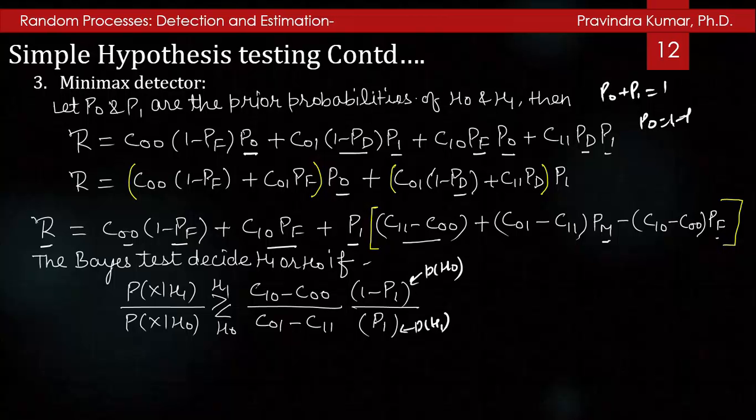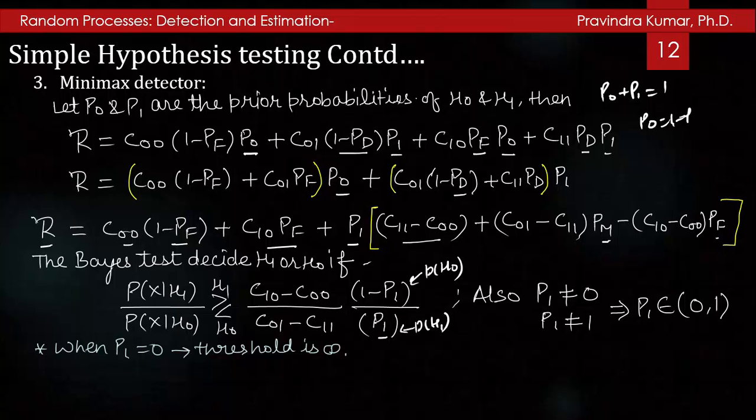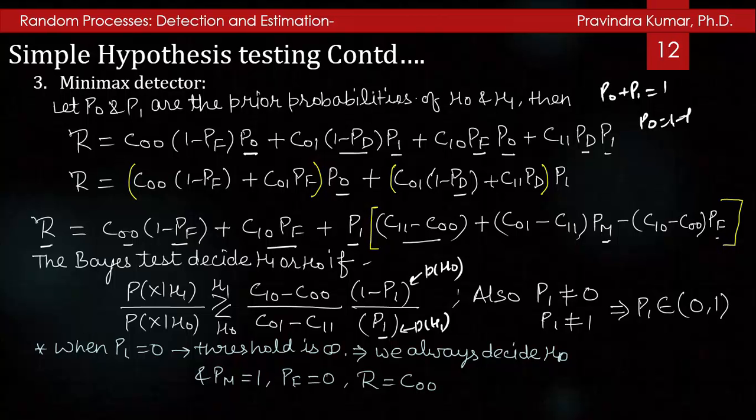We have assigned this as P1, and so it will be 1 minus P1. Also here P1 is not equal to 0 and P1 is not equal to 1 in this case. This means P1 lies between 0 and 1. When P1 is equal to 0, the threshold will be infinity, and we always decide H0. In this case PM is equal to 1, PF is equal to 0, and the Bayes risk R will be equal to C00.